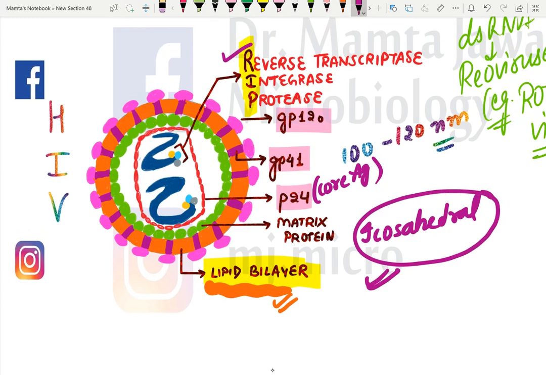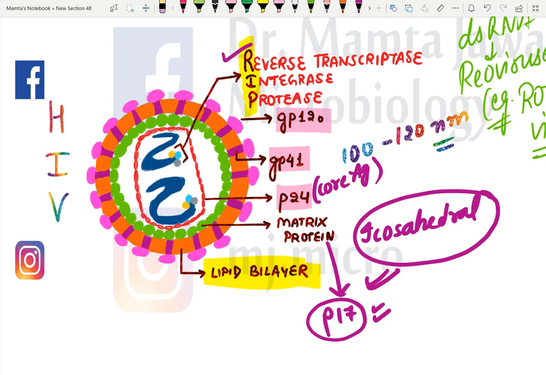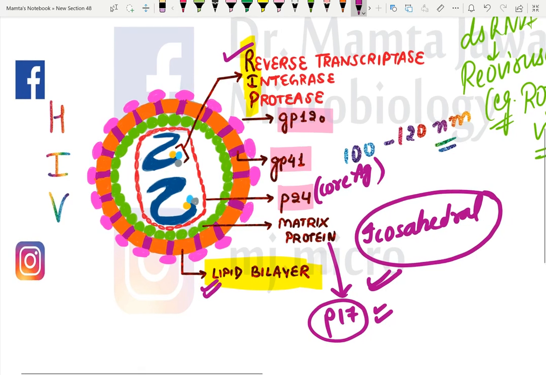Then we've got something in green. As you can see over here, this is nothing but the matrix protein. This matrix protein is made up of a protein, namely P17, right? And then we have got the lipid bilayer as the envelope, which is decorated with two important peplomers.